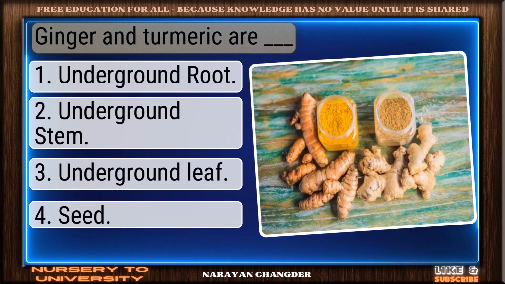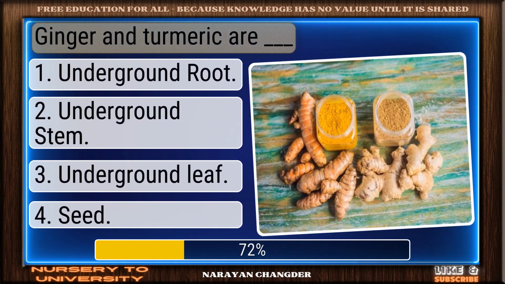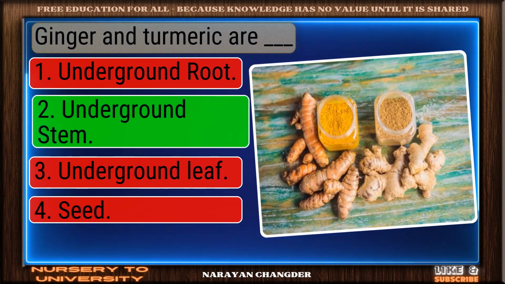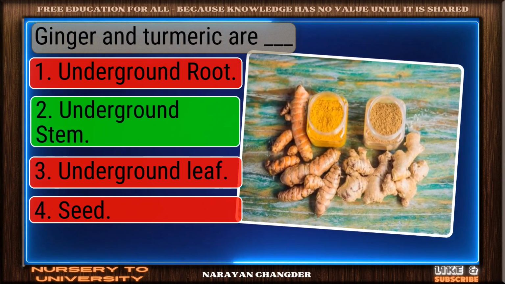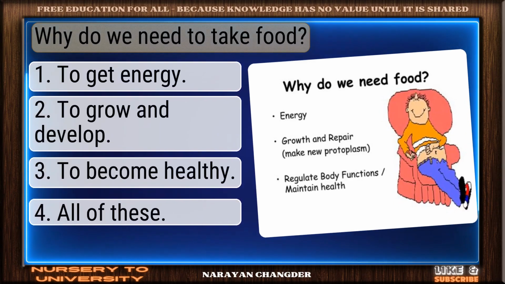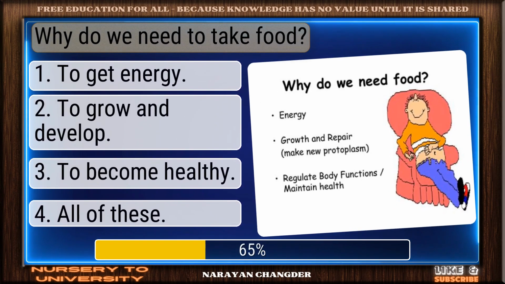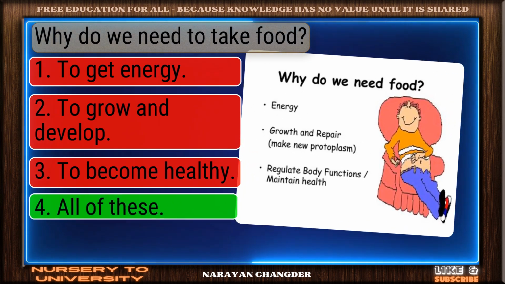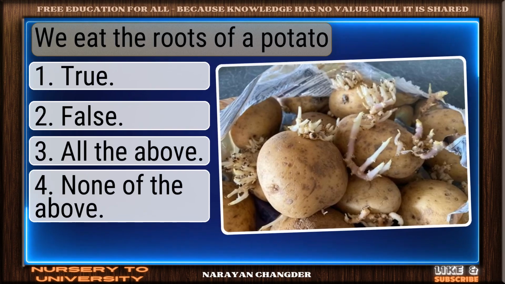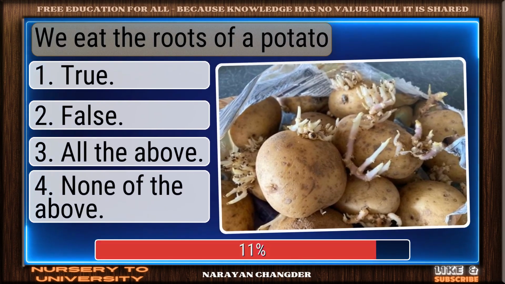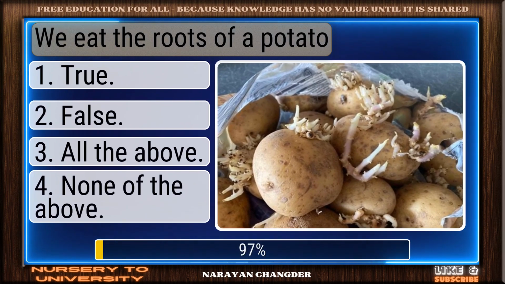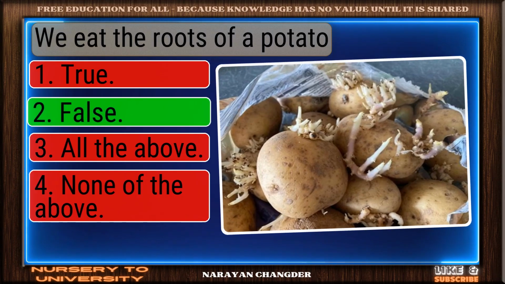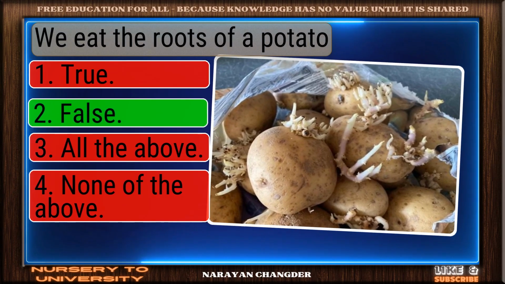Ginger and turmeric are dash. On track. Underground stem is the correct answer. Why do we need to take food? Correct. All of these is the right answer. We eat the roots of a potato. Good thinking. False is the right answer.